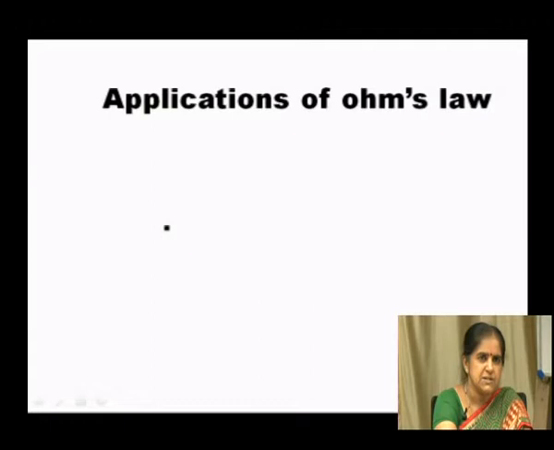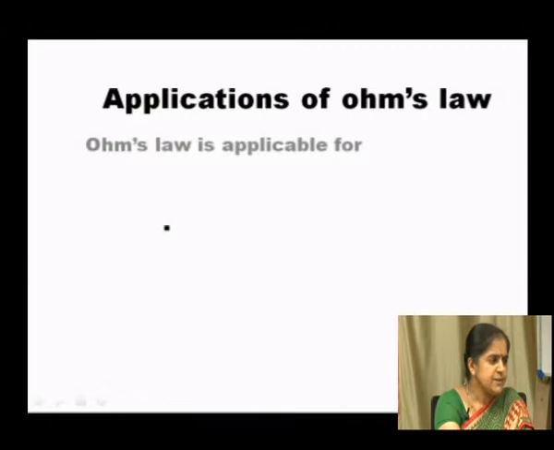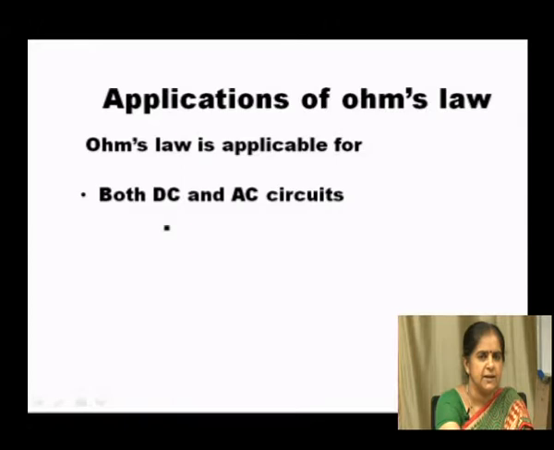Let us see now, what are the applications of Ohm's law? Ohm's law is applicable for both DC and AC circuits, whatever might be the type of the circuit. In electrical circuits, there are two types: one is the AC circuit and the other is the DC circuit. The circuit wherein alternating current flows is known as an AC circuit. The circuit wherein direct current flows is called a DC circuit. So, irrespective of the type of the circuit, Ohm's law is applicable for both direct current circuits as well as alternating current circuits.